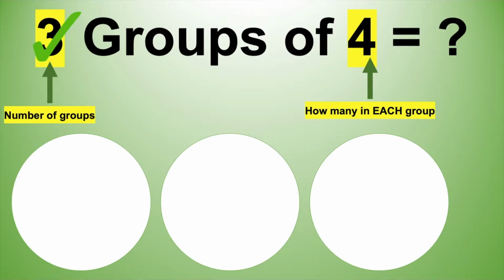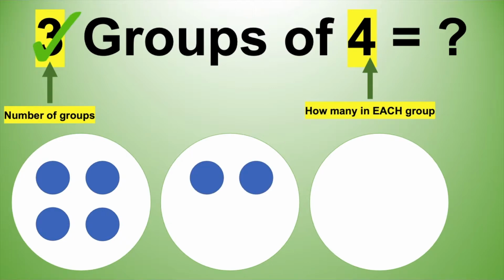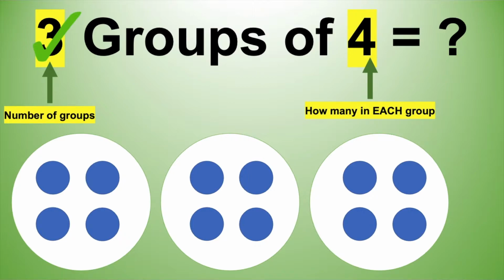So in each of those groups, you need to create 4 circles. 1, 2, 3, 4. And you're going to do the same in the other one because you need to make sure that every single group is the same or it's equal. 1, 2, 3, 4. 1, 2, 3, 4. Are they equal? Yes. So I've made my 3 groups and I have put 4 in each group.